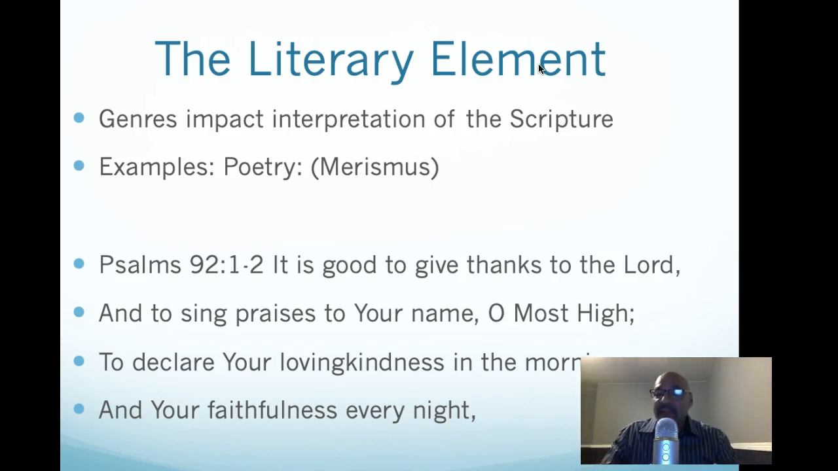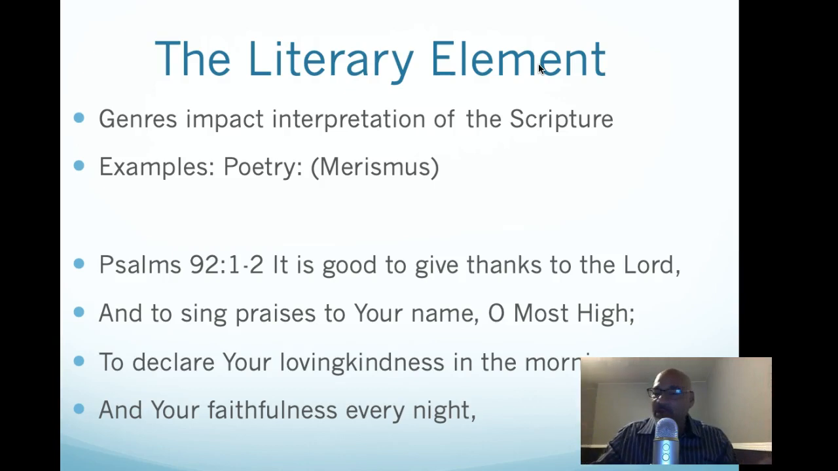And again, this is extremely important in reading and being able to identify the bookends, okay? To declare your loving kindness in the morning, boom, that's one. And then your faithfulness every night, boom. So you have the morning and the night, but what happens in the mid-afternoon? Well, that is left into and sing praises to your name. So if you start in the morning, right, then your heart is postured to go into praise all day long, even to the evening.